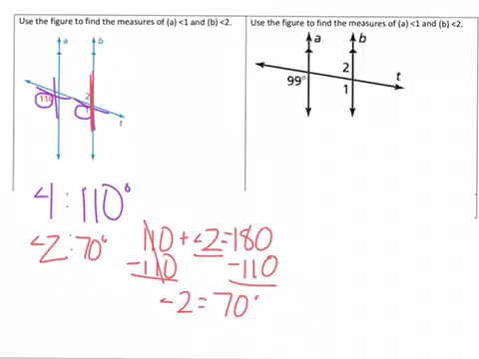Try the next one on your own to see if you can get it. Which angle is going to be corresponding to 99? All right, and then the two angles are going to be supplementary, so you're going to subtract from 180 degrees.